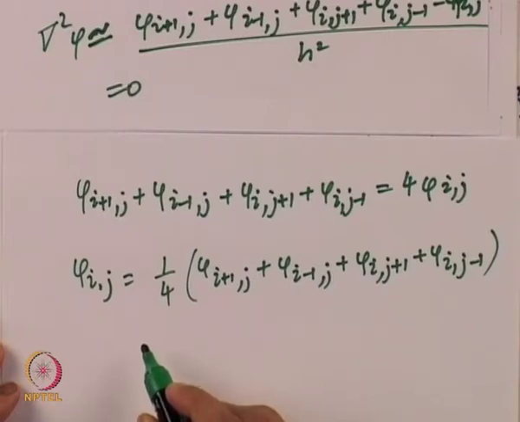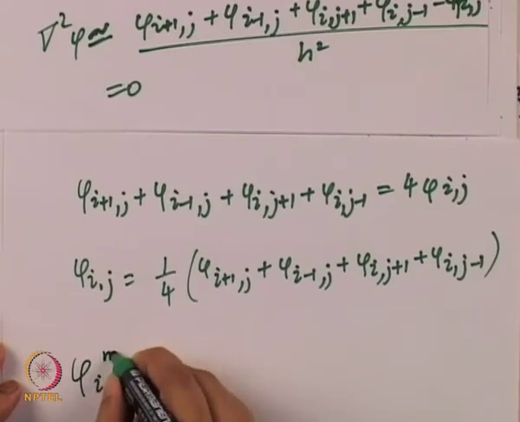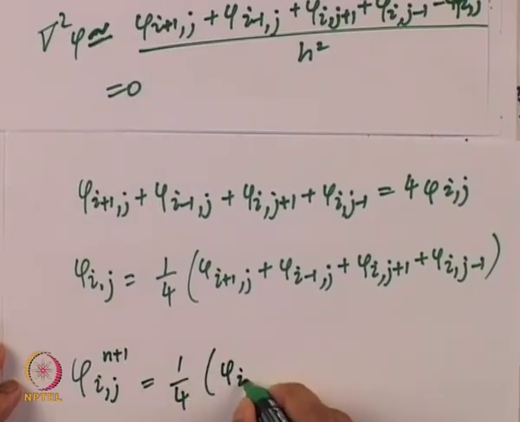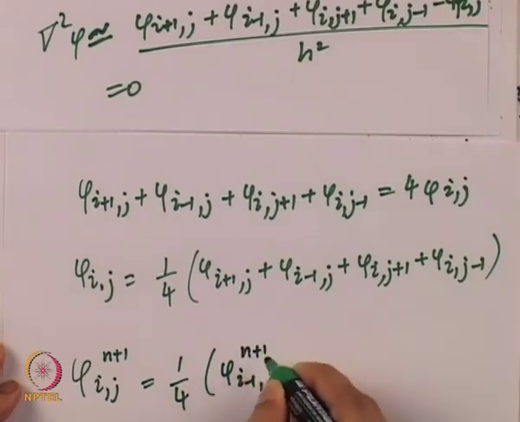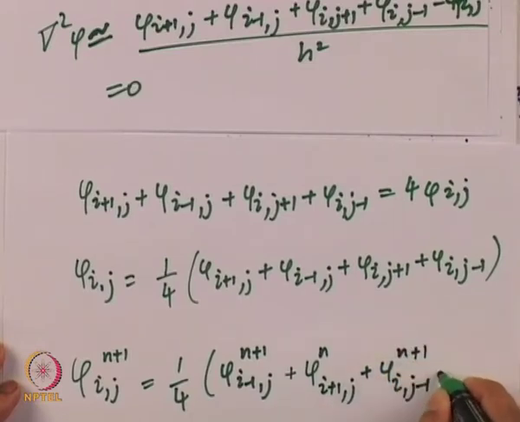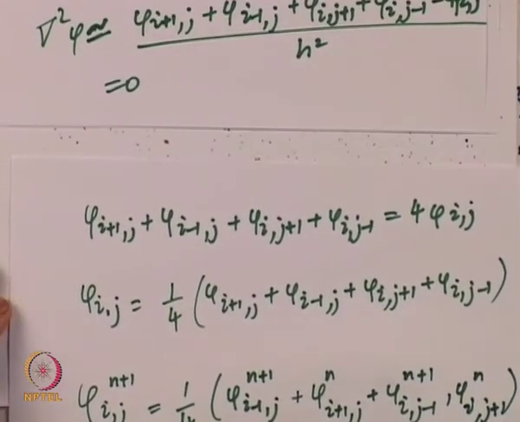So if phi is updated in the order of increasing i and j, the Gauss Seidel method will be written as phi of (i, j) at n plus 1 is equal to 1 by 4 of phi of (i-1, j) at n plus 1 plus phi of (i+1, j) at n plus phi of (i, j-1) at n plus 1 plus phi of (i, j+1) at n. So this is the way we compute the Gauss Seidel scheme.